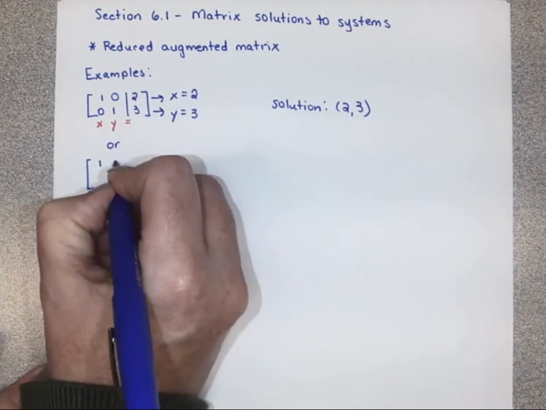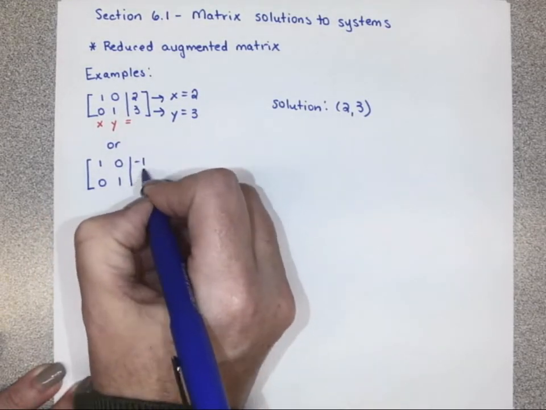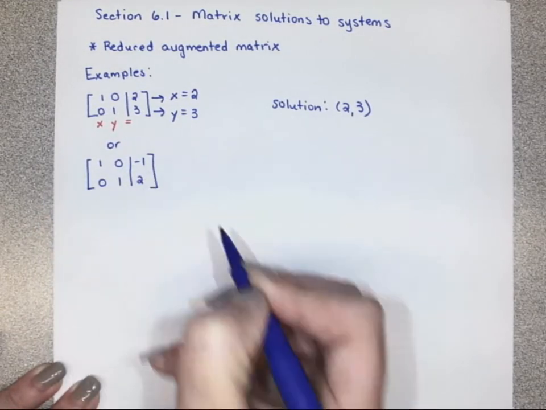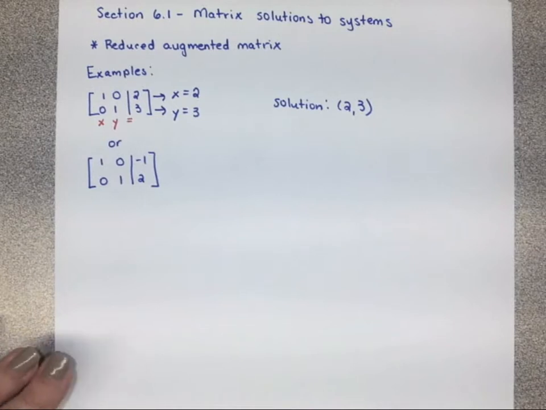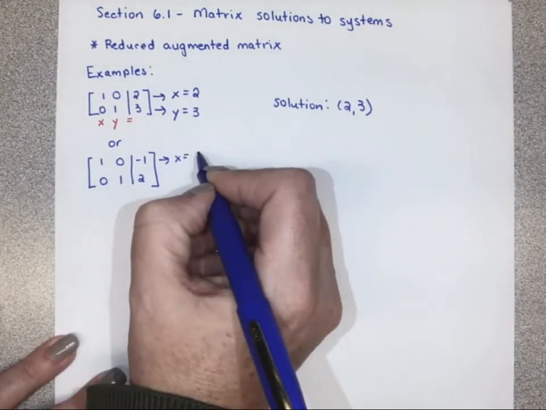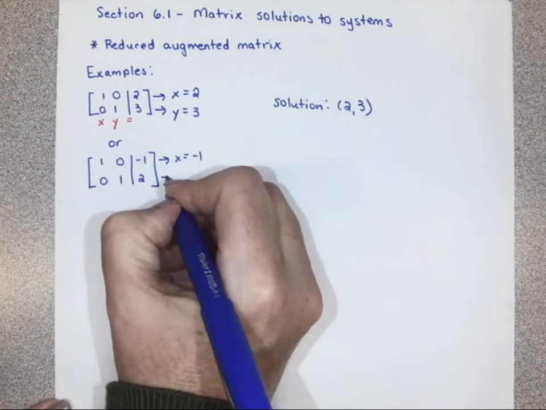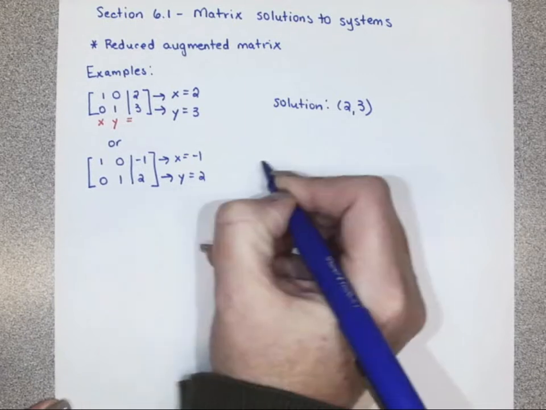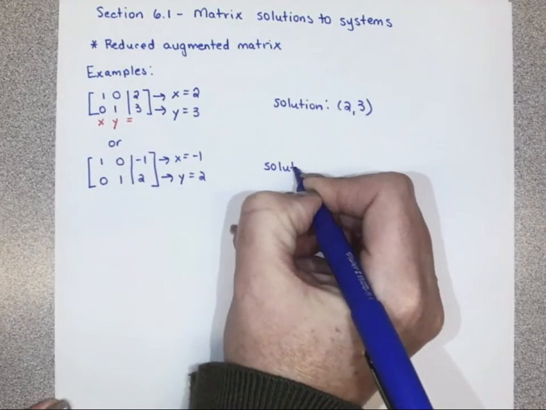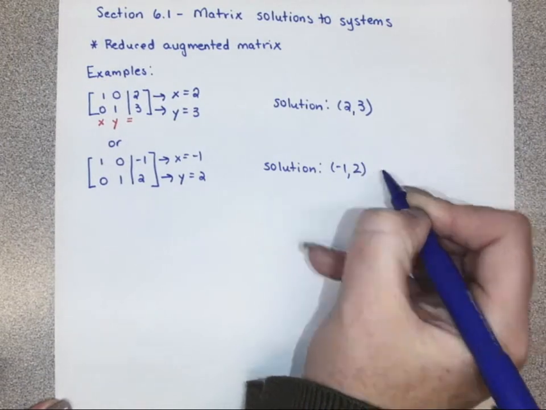So let's look at another one that would be in reduced form. So same kind of thing, right? How would the first row read? X equals what? -1. And then the second row would read y equals 2. So the solution would just be -1, 2.